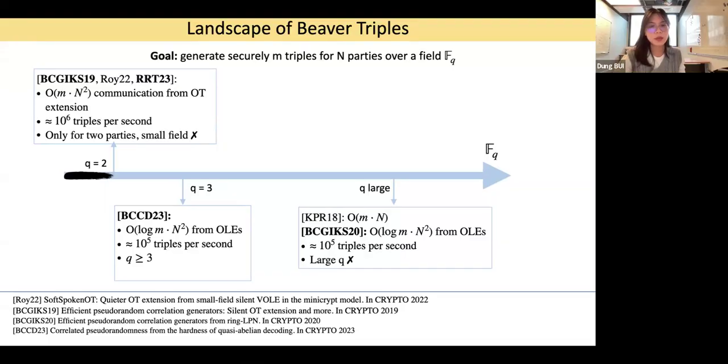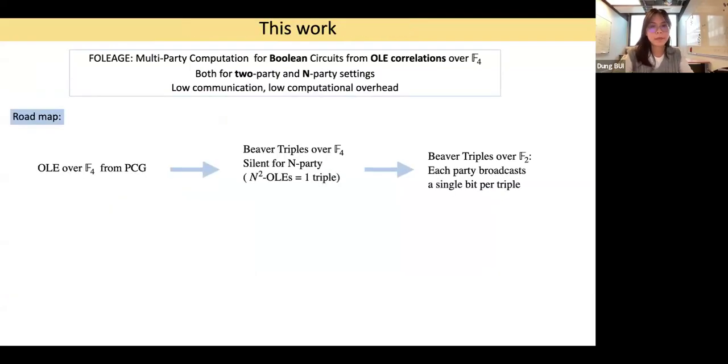So in my talk, we try to fill the gap: whether we can get the pivot triple over the binary field, meaning F2, and maintain the efficiency, together with proposing a new framework so that we don't need to go over the OT extension to get Q equal to 2. So in FOLEAGE, we get multi-party computation for Boolean circuits, and we get it from the Ealy correlation over F4. It works for the two-party and also the n-party setting with low communication cost and low computational overhead.